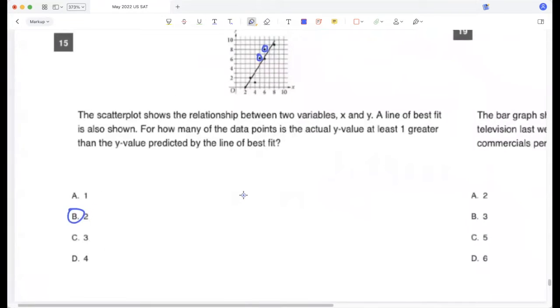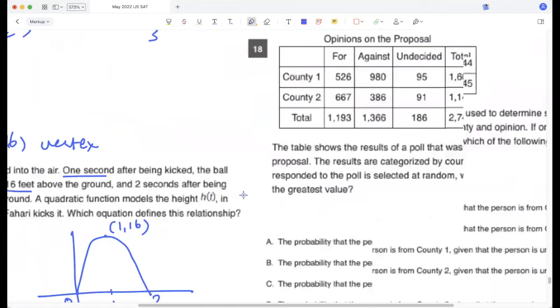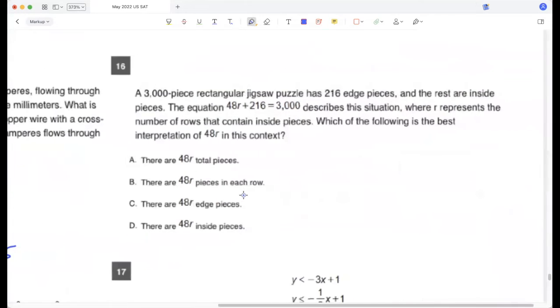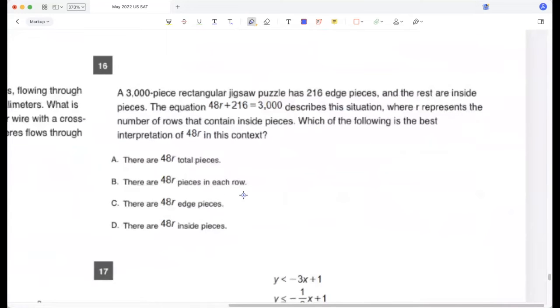Okay, let's go to the next one. A 3000 piece rectangular jigsaw puzzle has 216 edge pieces and the rest are inside pieces. The equation describes a situation where R represents the number of rows that contain inside pieces. Which of the following is the best interpretation of 48R?